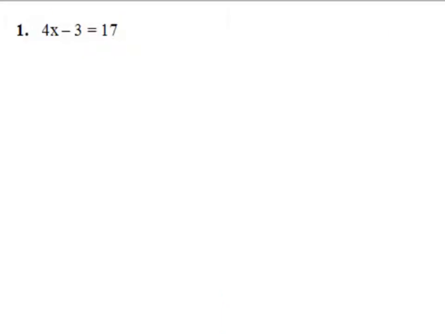Our first problem is 4x minus 3 equals 17. You may notice that this problem has both multiplication with your x, and it also has an addition or subtraction operation on the same side as your x. Previous equations that you've solved in this chapter would include things that look like 4x equals 17 or x minus 3 equals 17. This problem, however, incorporates both of these ideas into one.